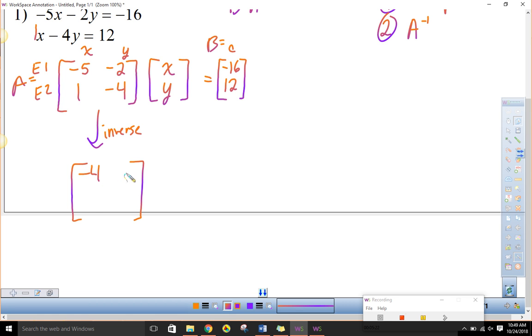-4, what's going to go here? +2, good. -1 and -5, very good. Remember doing that? We flip these two and we change these two signs. Right? You got to do one other thing though. What else do you have to do?